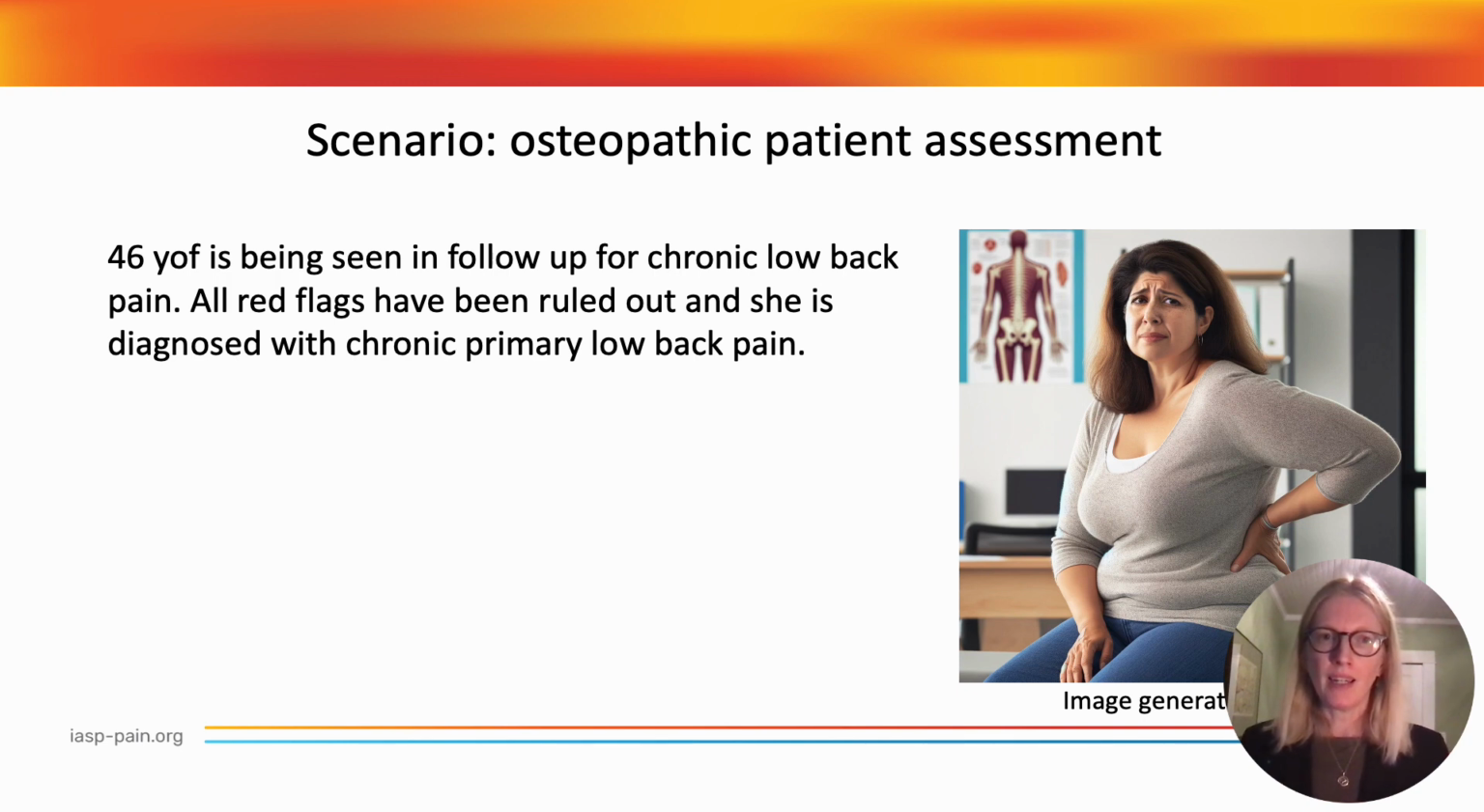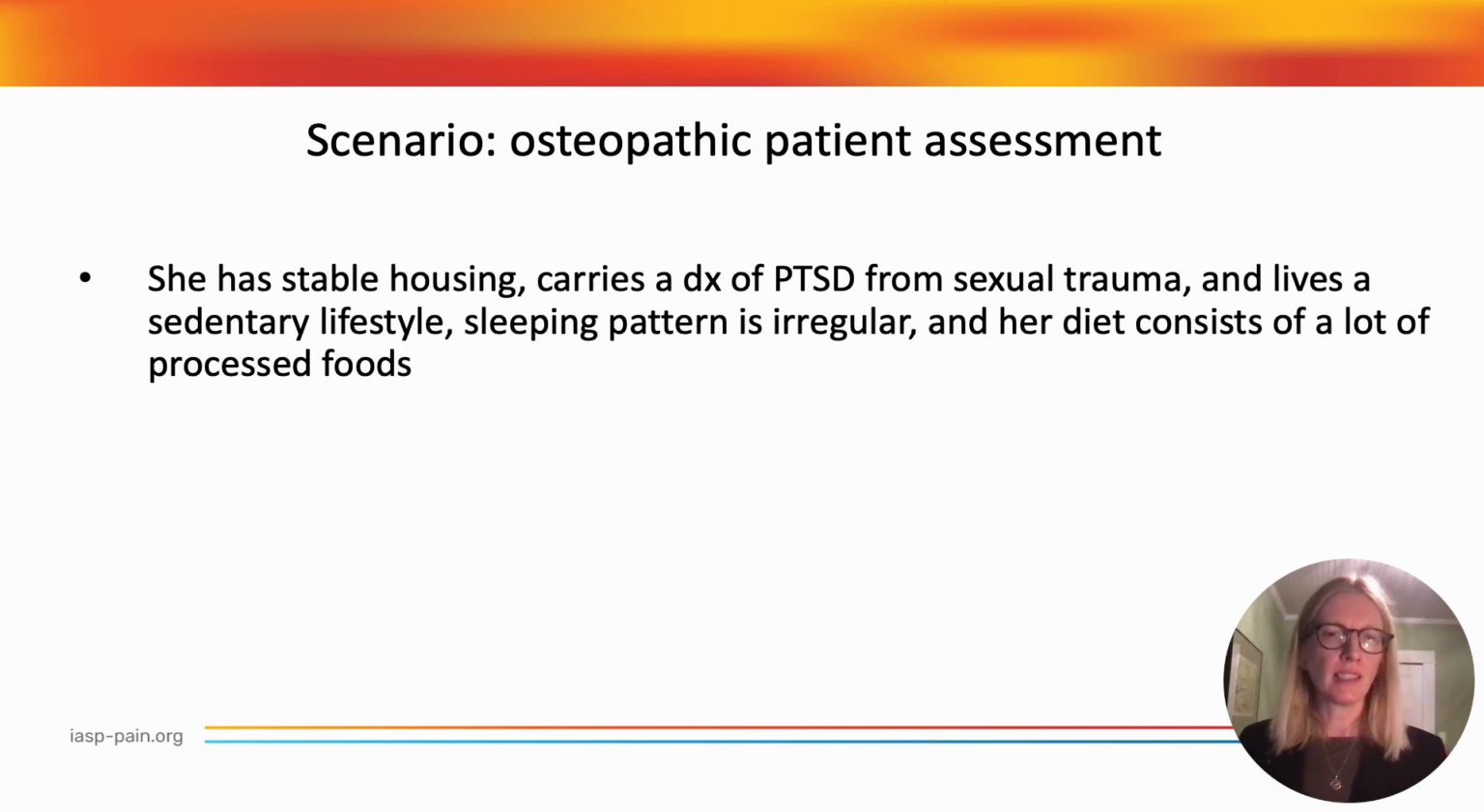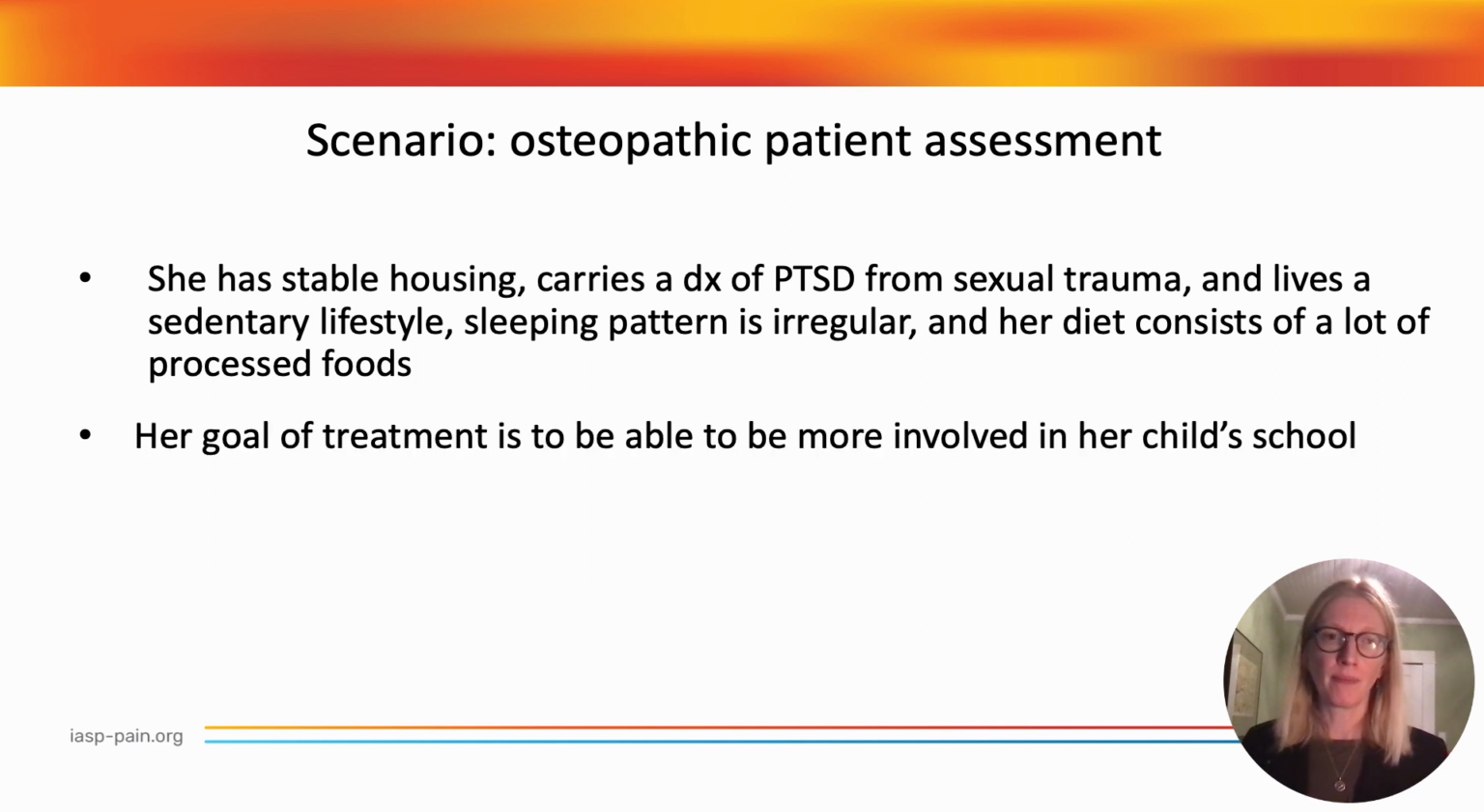So we have here a 46-year-old who's being seen in follow-up, so this is not the first time you've seen her. She's being seen for chronic primary low back pain. Obviously, all the red flags were ruled out in that initial visit. So you delve into her history a little bit more. She has stable housing. She has this diagnosis you knew about of PTSD from sexual trauma. She's fairly sedentary, her sleeping is irregular, and her diet consists of a lot of processed foods.